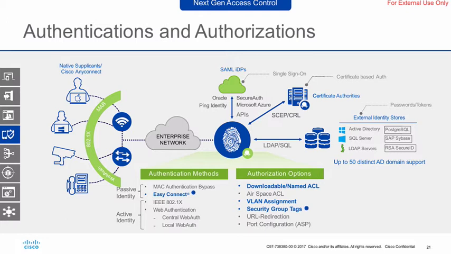We can also assign what's called a scalable group tag, also known as security group tag. And we can do a number of different things based upon the customer's desire for how to enforce their policy. We also do the traditional VLANs. However, I'm going to talk a little bit later about how we can scale further than that using TrustSec.